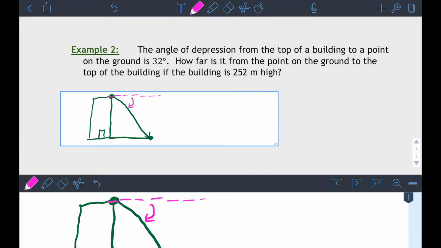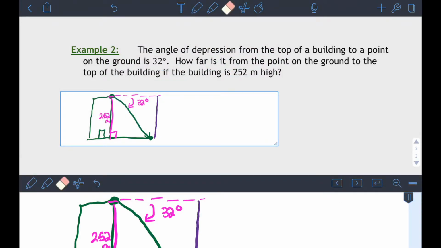My angle of depression is how far it is down from that horizontal line that I just drew to my point on the ground. It's not the angle inside that triangle. It's got to come down from a horizontal. Assuming my building and my ground make a right angle, this isn't the Leaning Tower of Pisa here. I do know the height of my building, 252 meters, so I labeled it.